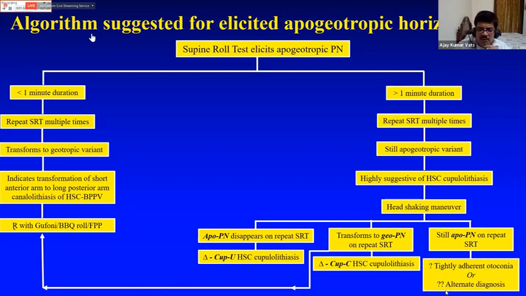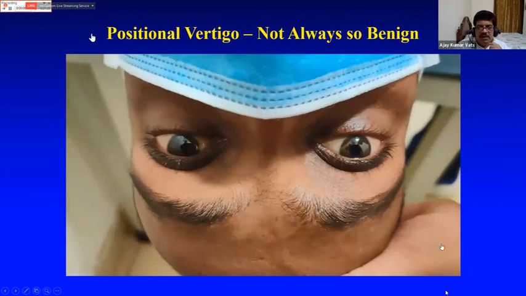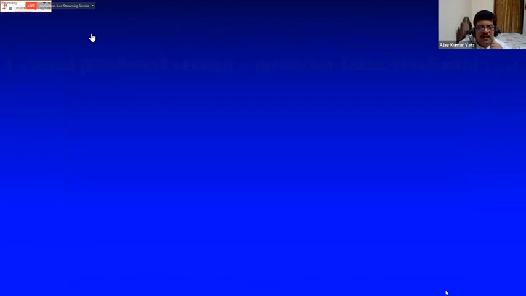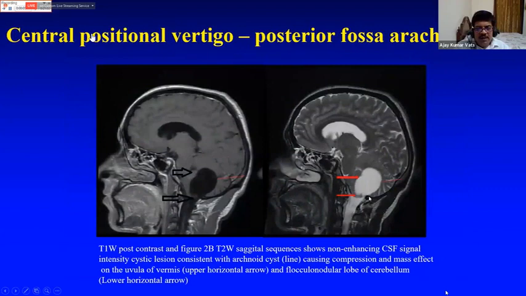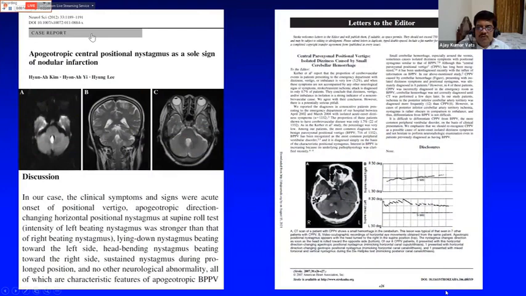Positional nystagmus is not always so benign. In this person, 2 to 3 beats of pure downbeating nystagmus are seen. And this test was done 5 to 7 times in succession. The same findings were seen. And this patient had a posterior fossa arachnoid cyst compressing the nodulus. So I have shown these papers here. Apogeotropic central positional nystagmus can be a sole sign of nodular infarction. And sometimes this central paroxysmal positional vertigo is also seen in hemorrhage in the cerebellum.